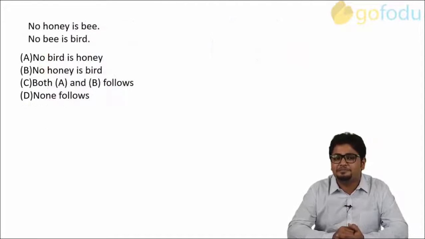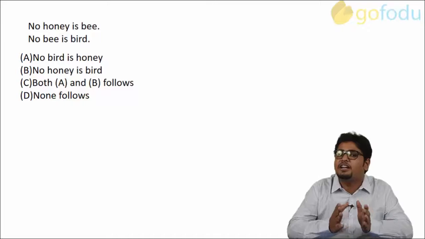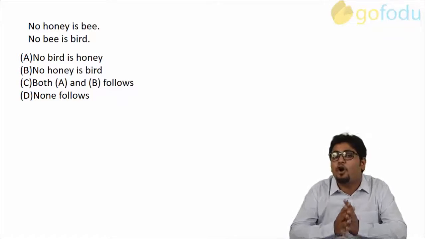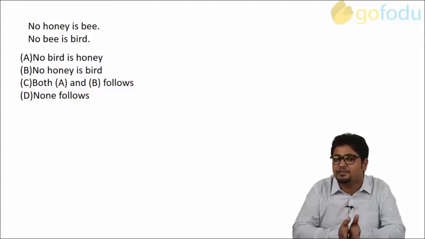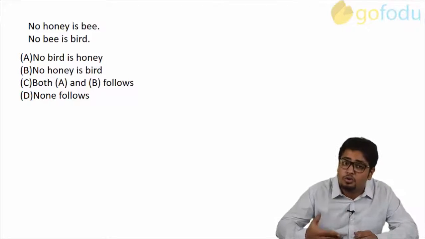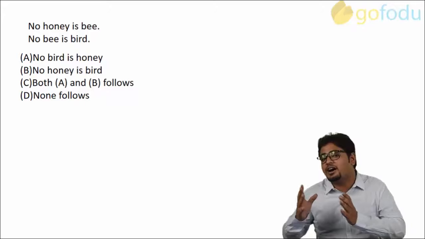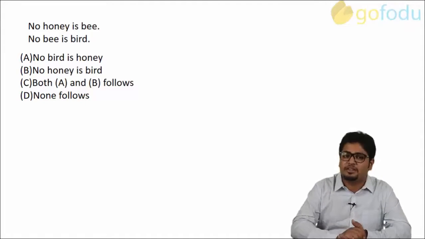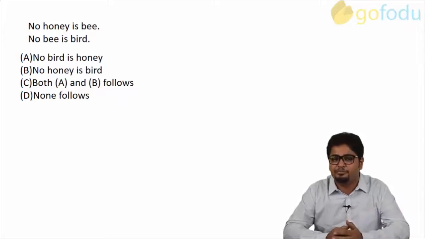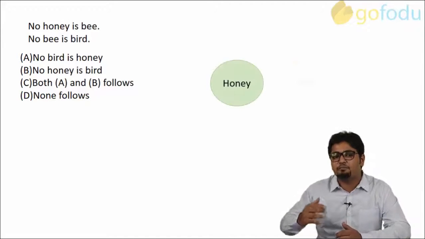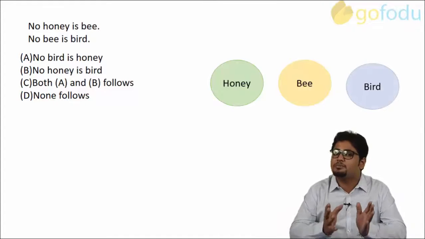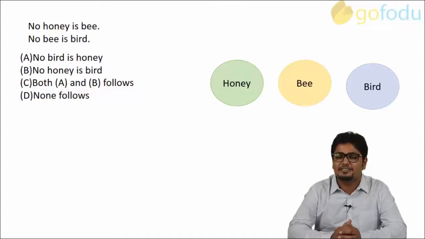Last example. No honey is bee and no bee is bird. When all the given statements are negative, in these types of questions too, no conclusion regarding the uncommon terms can be found. Let's look at the question to justify what we learned just now. Basic diagram will be like this. No intersection between any of the circles.